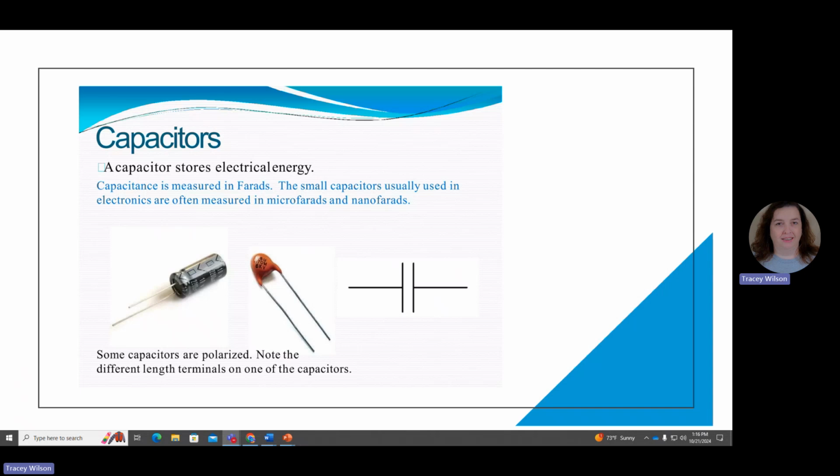These little capacitors usually aren't storing enough to do much damage, but you might get a jolt out of them. You know, yes, sir. What's the difference between a capacitor and a battery?